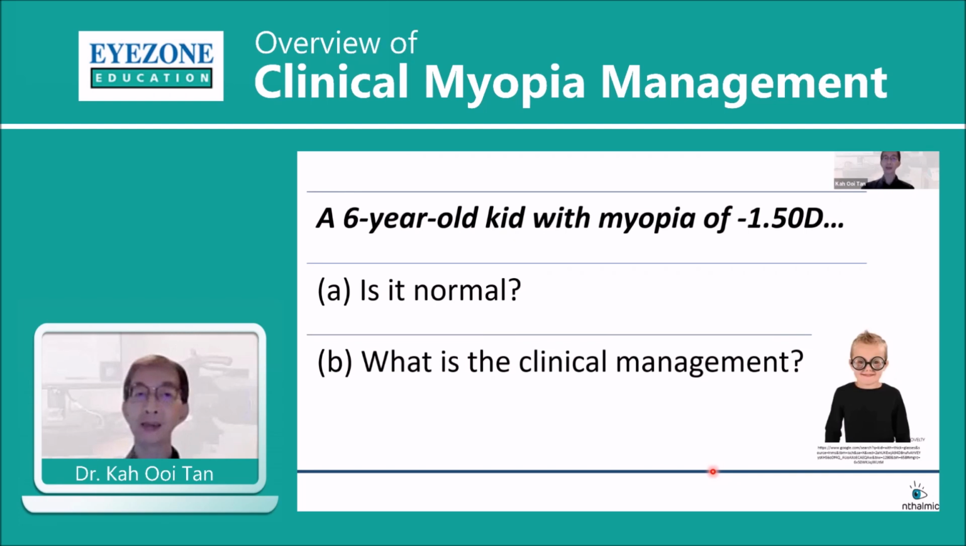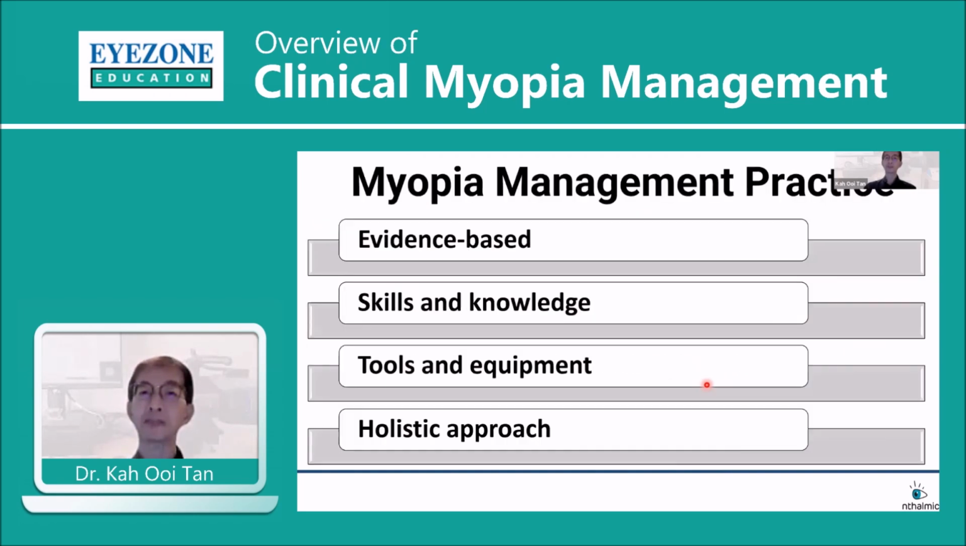If you look at this scenario or this case, a 6-year-old kid with minus 1.5 is definitely not normal. Based on our understanding about emmetropization, a 6-year-old kid should still have a certain level of hyperopia. They should still have a hyperopic reserve, and should not be myopic. If they are myopic at this age, that is considered abnormal. And what we should do is start myopia management or myopia control as early as possible.